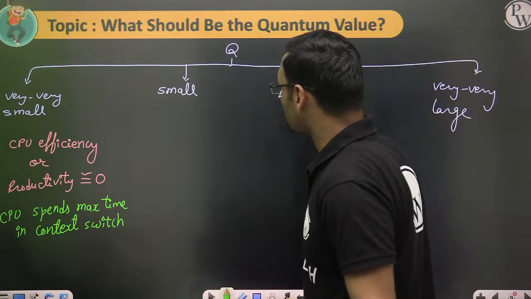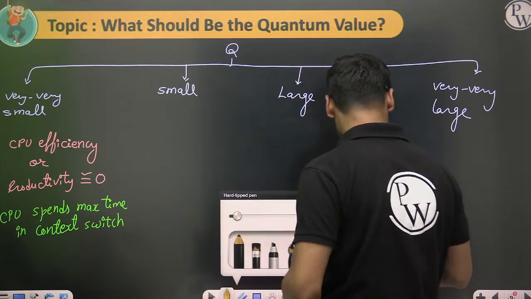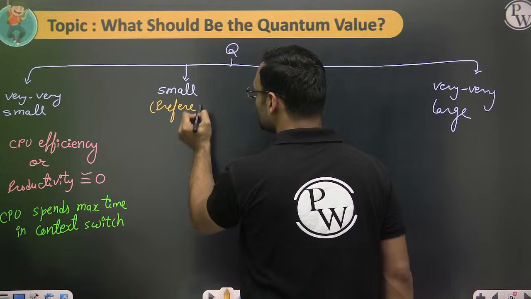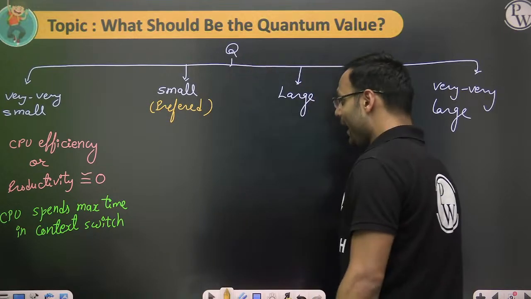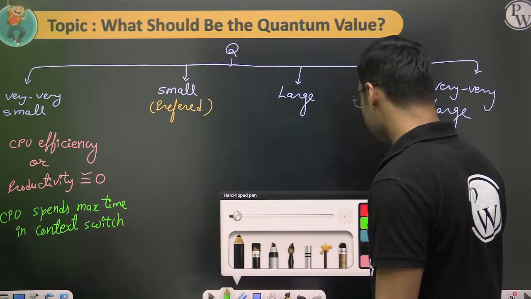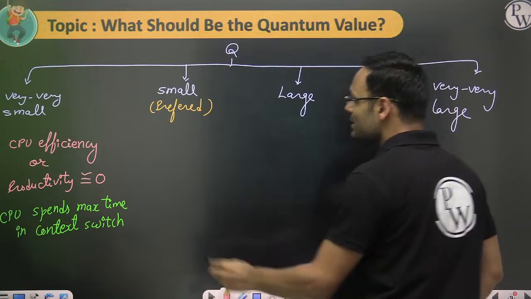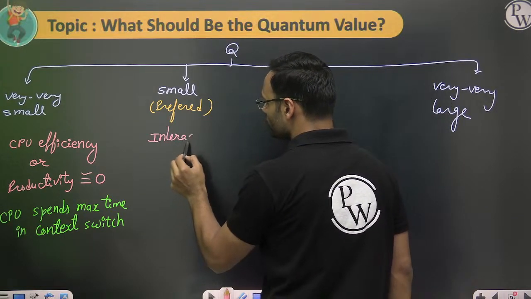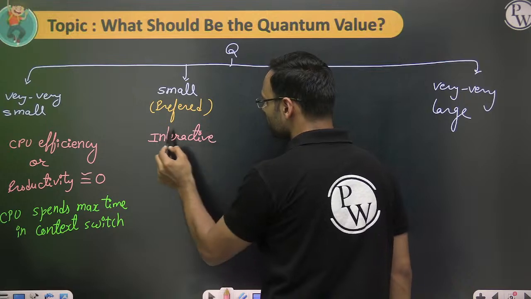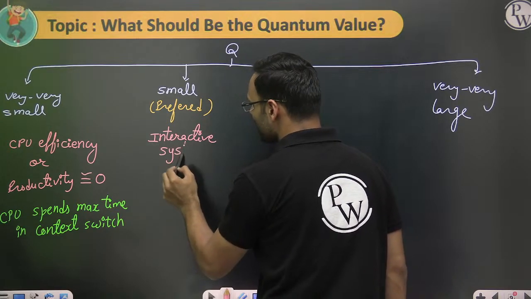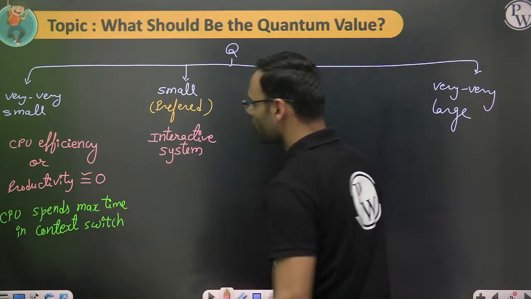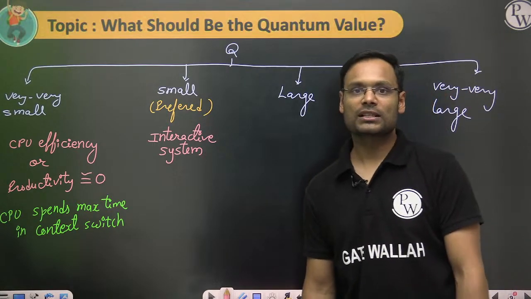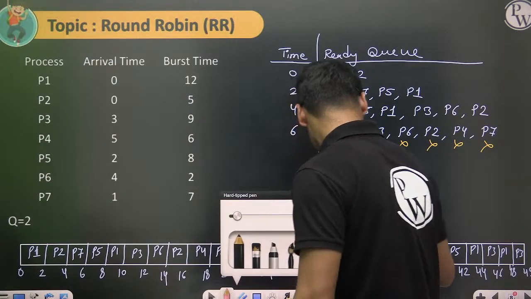Now, the second thing, small. This is preferred. Not very small, but small. And what happens in that case? In this case, the system becomes an interactive system. What does it mean by interactive system? The interactive system says a process will run for a shorter duration and then another process comes, then another process comes, and so on.